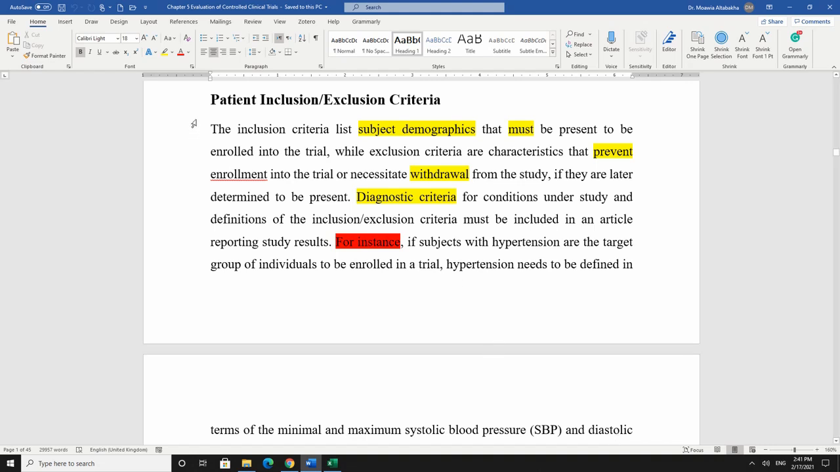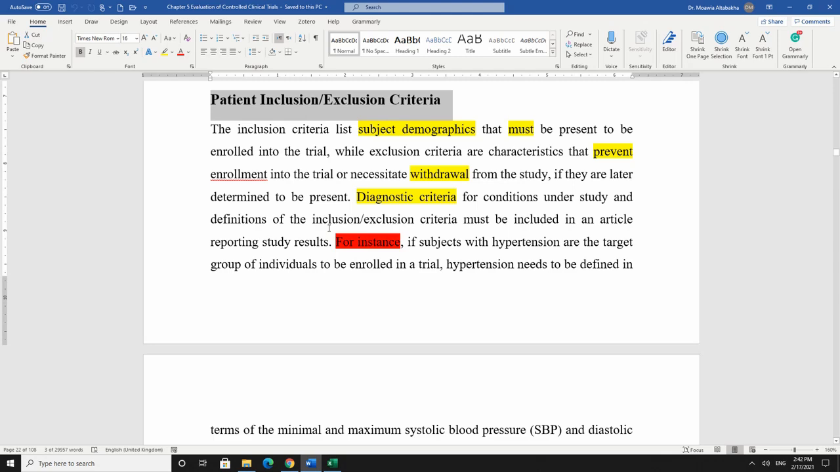Today we are going to start with patient inclusion and exclusion criteria. Now, this is determined prior to recruitment. Meaning, before you recruit your subjects, you must list the criteria that should be present in your subjects in order to get in, and also list the criteria that prevent them from enrollment into the study.